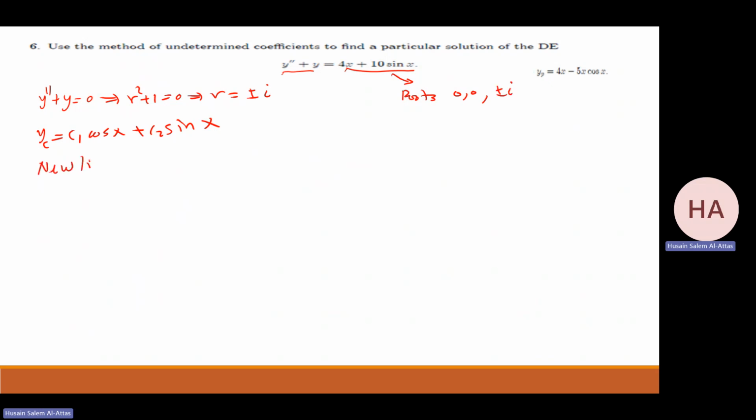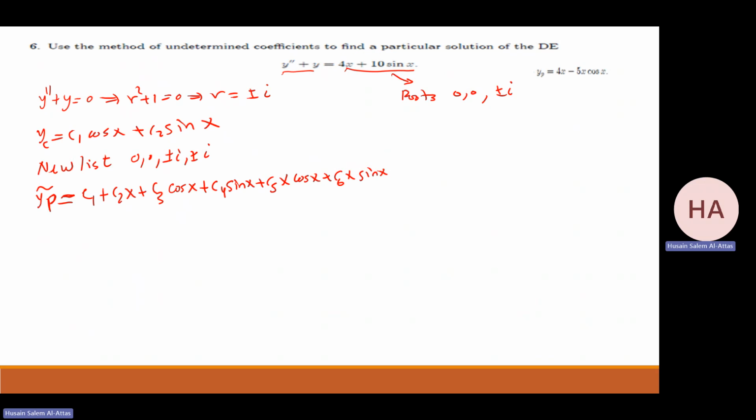So my new list will be what? Let me get the calculation now. 0, 0, plus or minus i, plus or minus i. So YP hat will be A plus BX, you do it C1, C2, okay, C1 plus C2 X plus C3 cosine X, C4 sine X, C5 X cosine X, C6 X sine X.